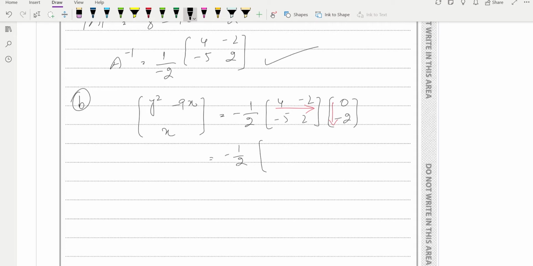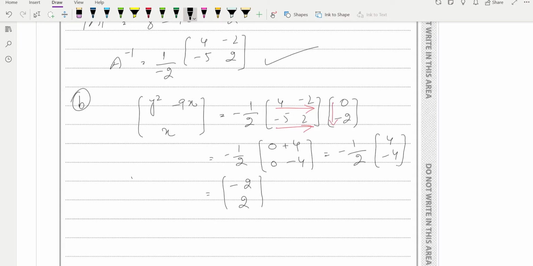We will get 4 into 0 will be 0, and minus 2 into minus 2 will be plus 4. Now we can multiply second row and the column, and it will be minus 5 into 0 will be 0, and 2 into minus 2 will be minus 4, and we can rewrite it as minus 1 by 2, or 1 over minus 2, and this will be 4 and minus 4. Now we can divide it by minus 2, and this will give us minus 2 and 2.